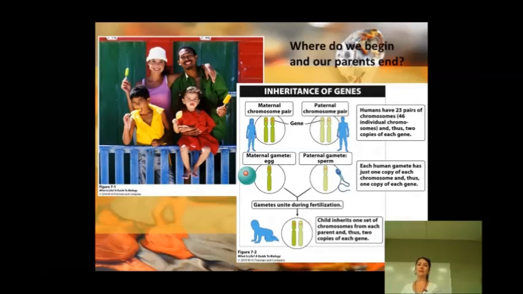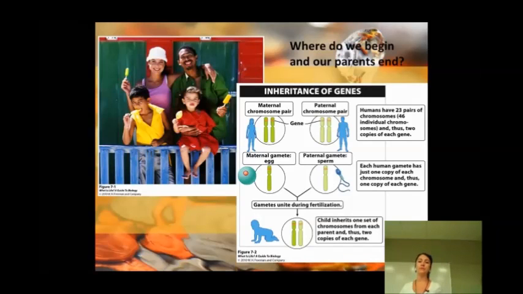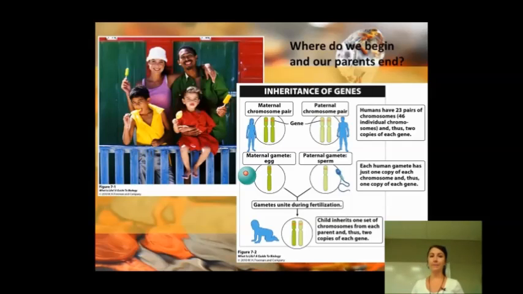So one question might be, where do we begin and our parents end? As we've been talking about chromosomes and looking at how humans have 23 pairs, 23 that come from your mom, 23 that come from your dad, to make up the 46 that make up you. You have those two copies of each gene. You've got your mom, the maternal gamete, which is the egg, and the paternal gamete, which is the sperm, and they conjoin and they make one set of chromosomes that have come from your two parents. And so you've got two copies of those genes.